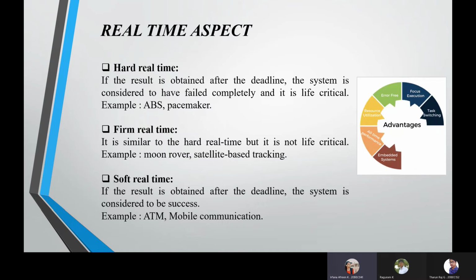Some of the real-time aspects are hard real-time, firm real-time, and soft real-time. In hard real-time, if the result is obtained after the deadline, the system is considered to have failed completely, and it is life critical. Examples are ABS and pacemakers. Firm real-time is similar to hard real-time, but it is not life critical. Examples are a moon rover and satellite-based tracking. In a soft real-time system, if the result is obtained after the deadline, the system is still considered a success. Examples are ATMs and mobile communication.